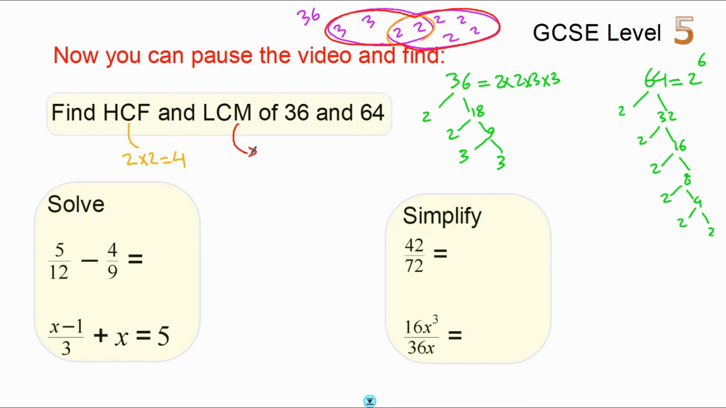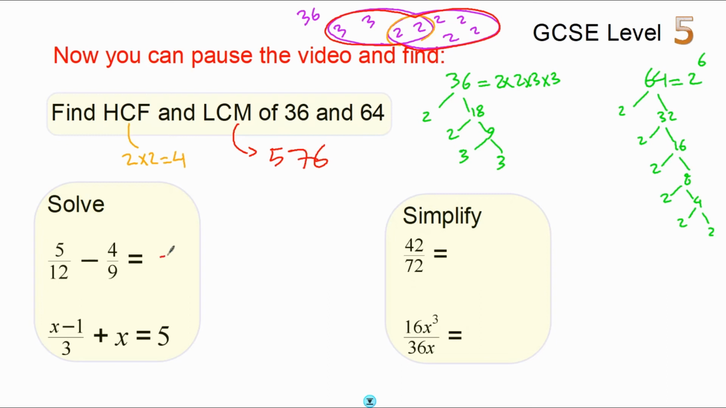64 times 9. Yes, 64 times 9, 576. Okay, so timing all of them together, we will get 576. So that's the answer for that.